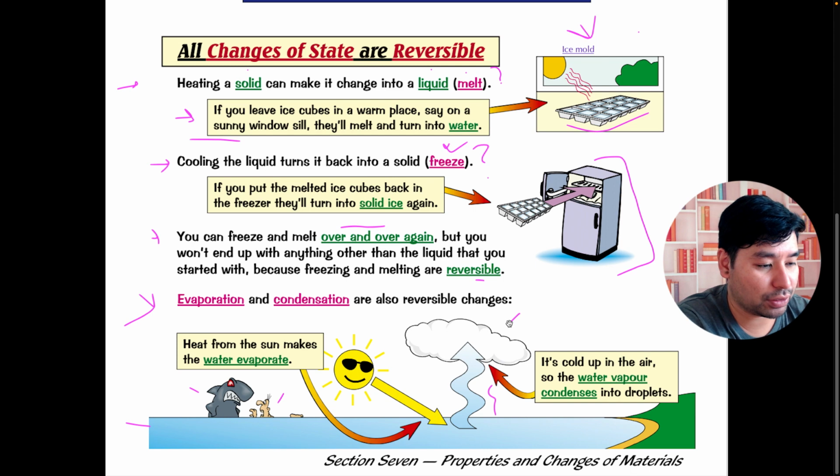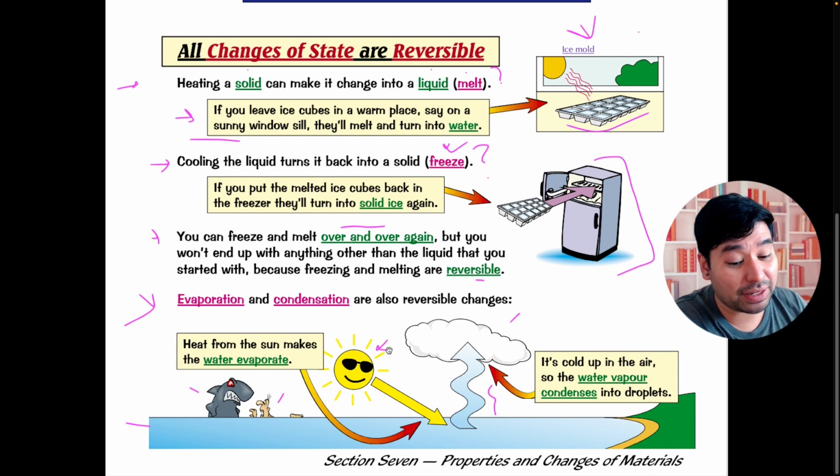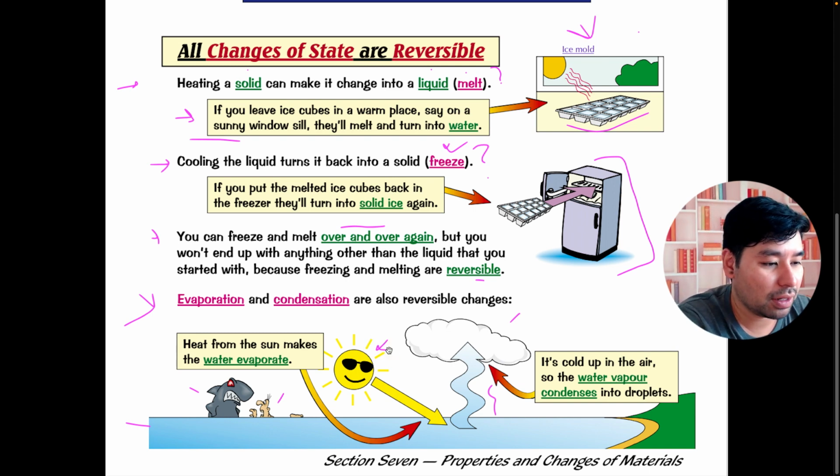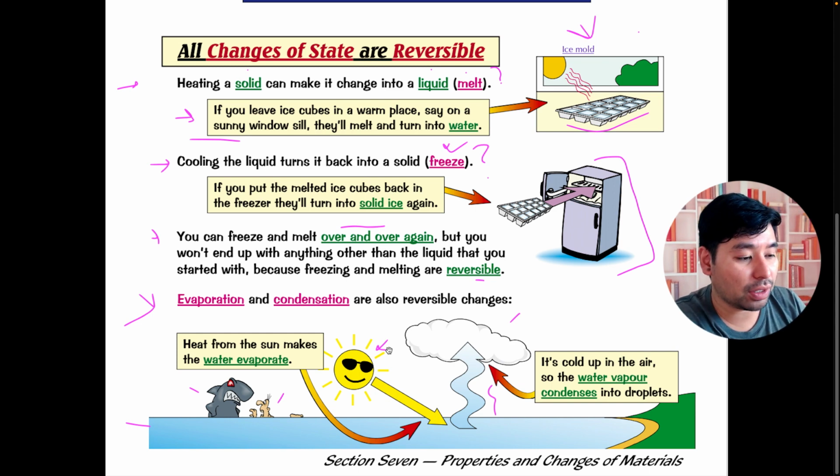And anyway, so let's read. So heat from the sun, the sun is there, as we can see, he is even wearing sunglasses. So the heat, o calor, from the sun makes the water evaporate. So it's very hot, so the water in this liquid state will evaporate and go up.